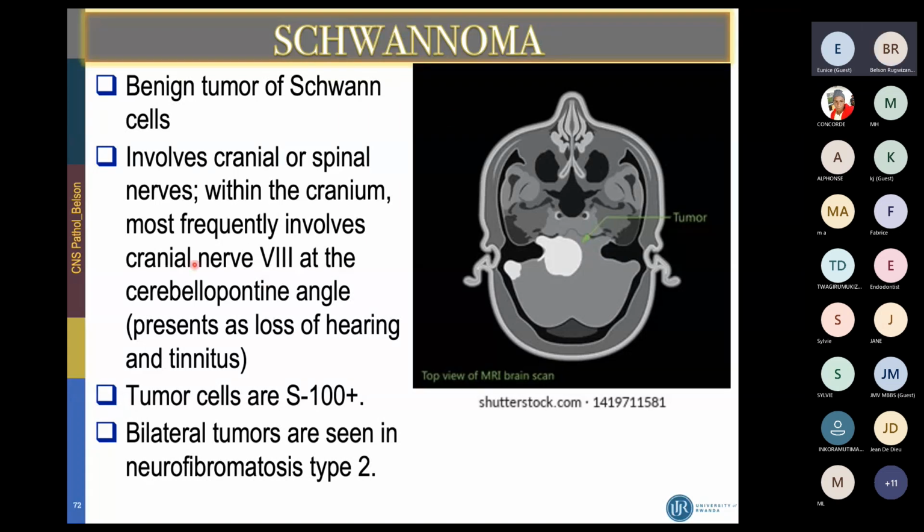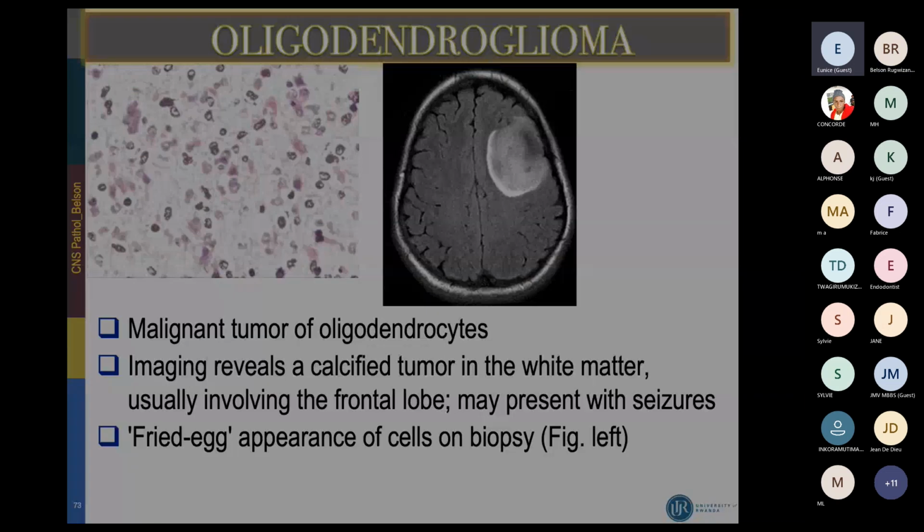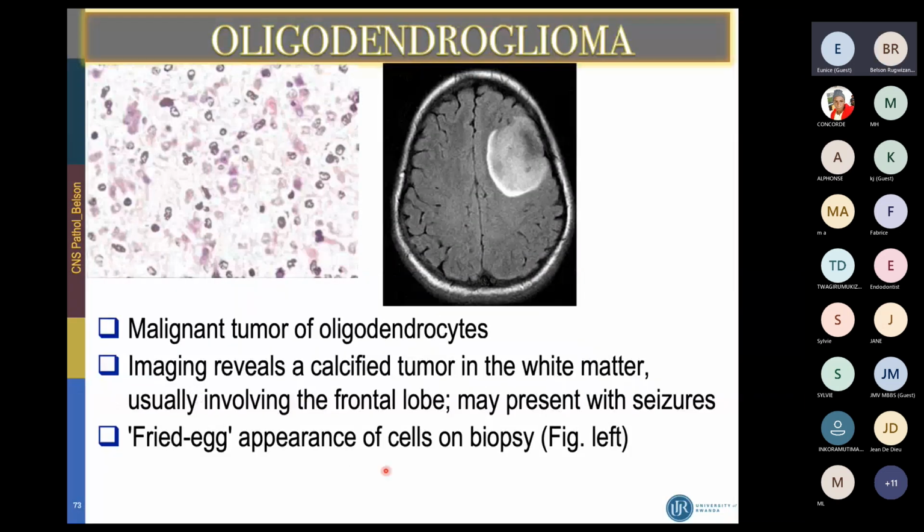So it frequently affects nerve 8, going to the ear, at the cerebellopontine angle, presenting with loss of hearing. So the tumors will be S100 positive. So this is the marker we do in histochemistry. So if they are bilateral, it means this person has neurofibromatosis type 2. So oligodendroglioma, you can see it now here.